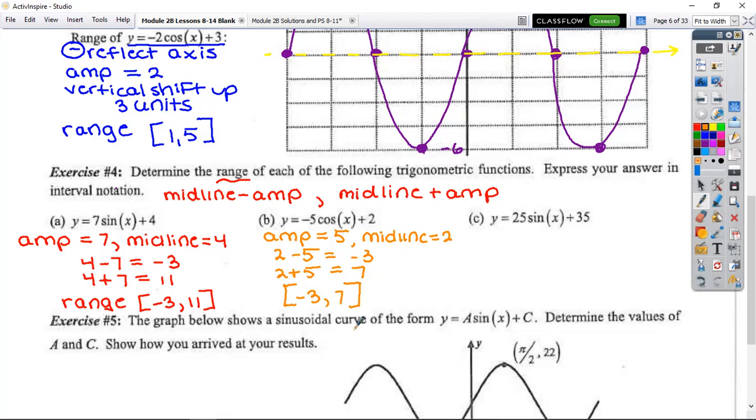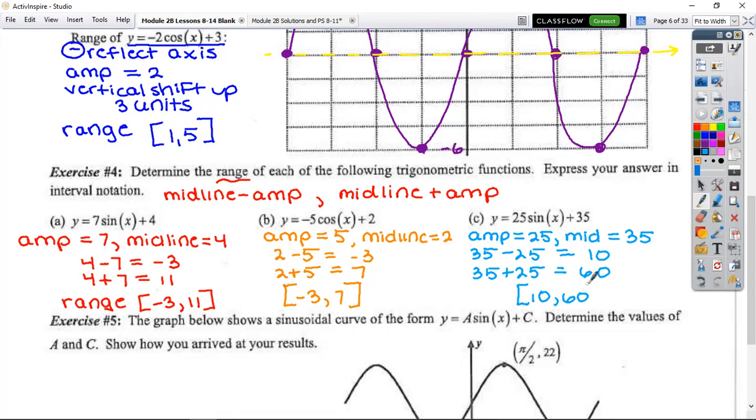And then lastly here, I have an amplitude equal to 25, and a midline value of 35. So I'm going to do max and min again. So I'm going to go 35 minus 25, which is 10. And I'm going to go 35 plus 25, which means that my maximum value occurs at 60. So this is between 10 and 60. Guys, see how those work without a picture? Okay, nice and quick.